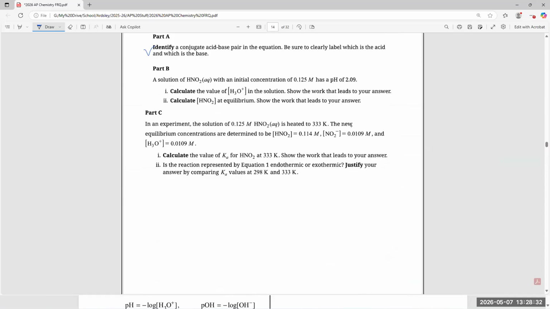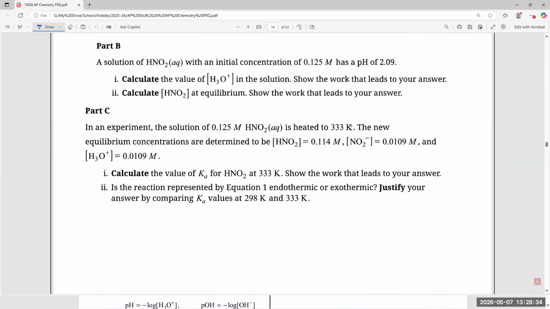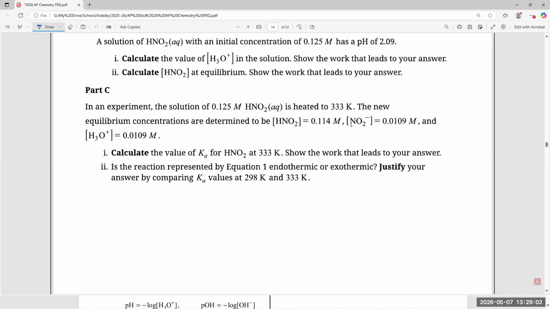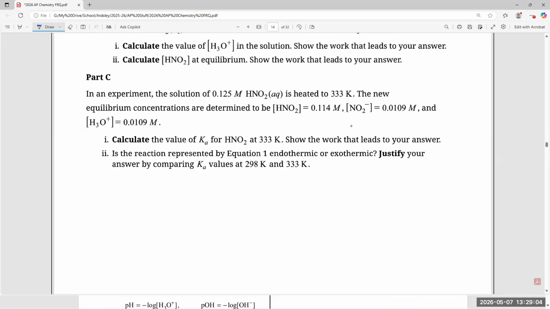B, a solution of nitrous acid with an initial concentration of 0.125 molar has a pH of 2.09. Calculate the value of hydronium in the solution. Show the work that leads to your answer. Okay, so this is where I guess you can make some mistakes, right? If you decide that you're just going to do pH equals negative log of the hydronium concentration, you're not a P student, are you? Because what do we say here? That's for strong acid. This is for weak acid, right? So let's go try to solve this one.